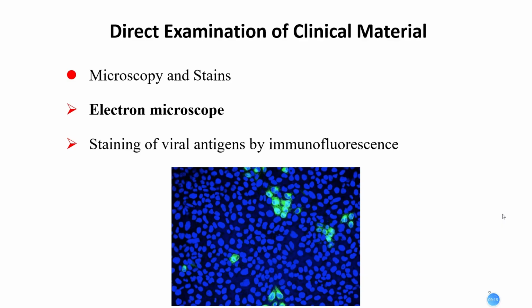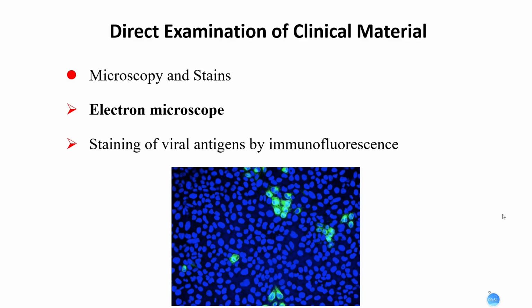But usually, it takes a long time to prepare the electron microscope sample. You need to fix it, stain it, and then apply it to the electron microscope. Usually it takes several days, even a week, a couple of weeks to get the results. So it's not easy. But you can also use a light microscope, the fluorescence microscope.